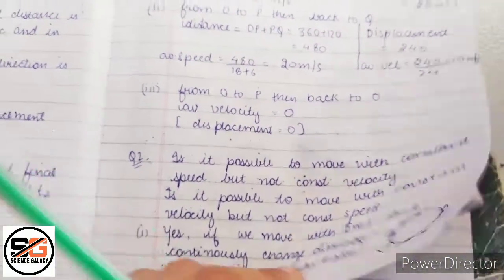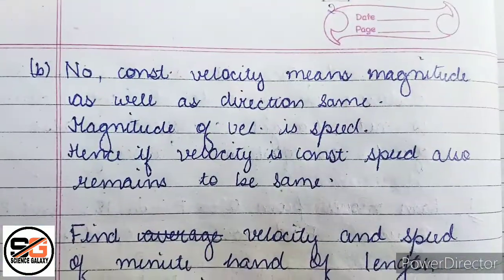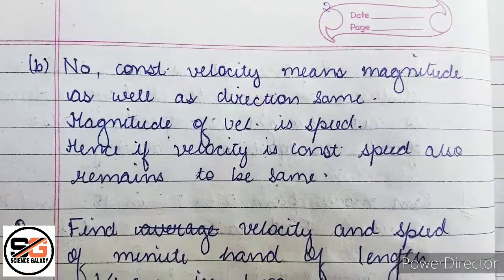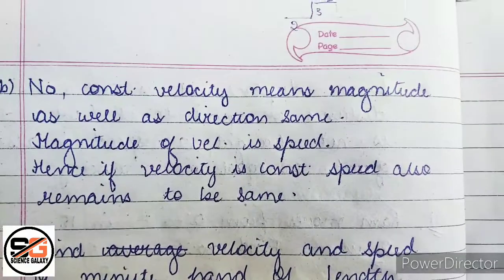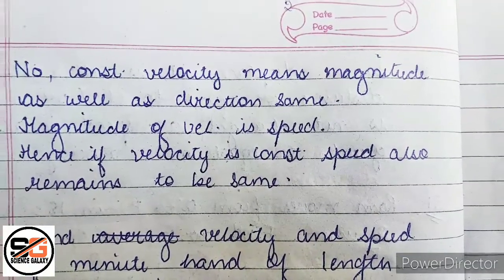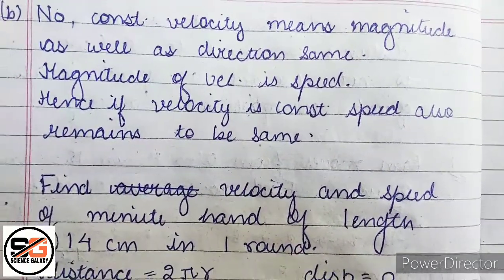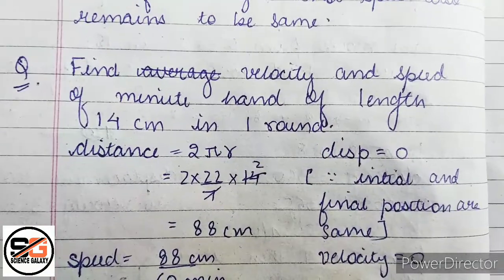Let us read the answer. No. Constant velocity means direction as well as magnitude remains the same. Magnitude of velocity is the speed. Hence, if velocity is constant, speed also remains the same. I hope you understand this topic. Now let us move to another question.